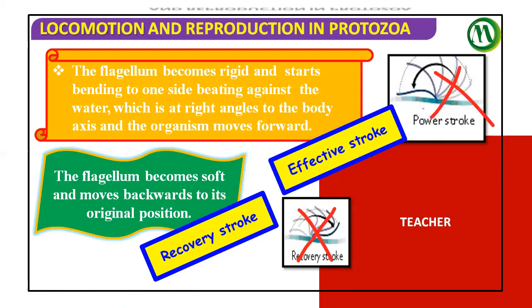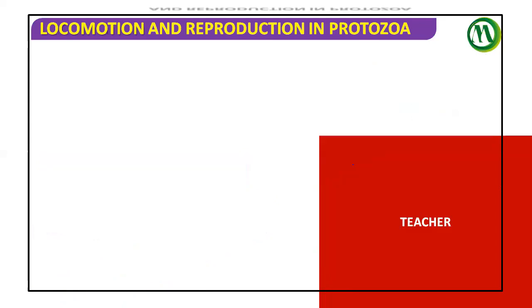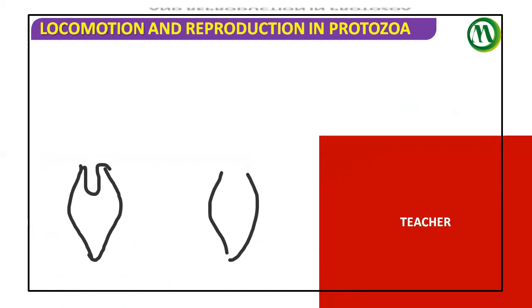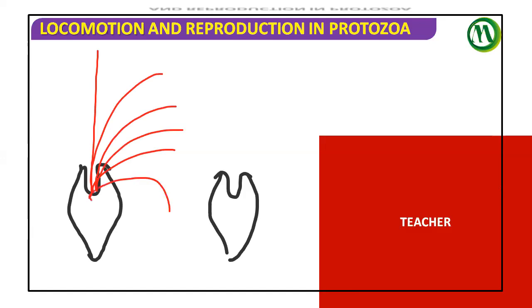So at least go through these two diagrams here: the ciliary effective and ciliary recovery stroke. As I already showed you the flagellary effective stroke, I'll show you once again. Let's talk about the flagellary effective stroke and flagellary recovery stroke. This is Euglena. Let's talk about the flagellum. As I said, the flagellum becomes rigid during locomotion, so it beats against the water at right angles like this, right angles to the longitudinal axis of the body.